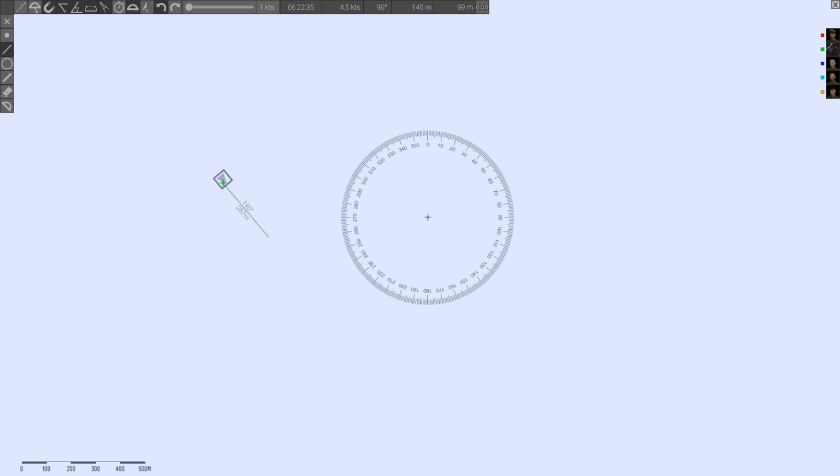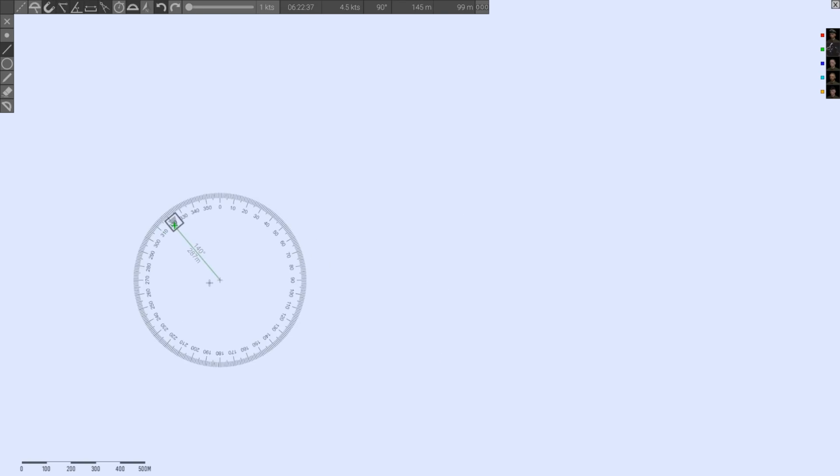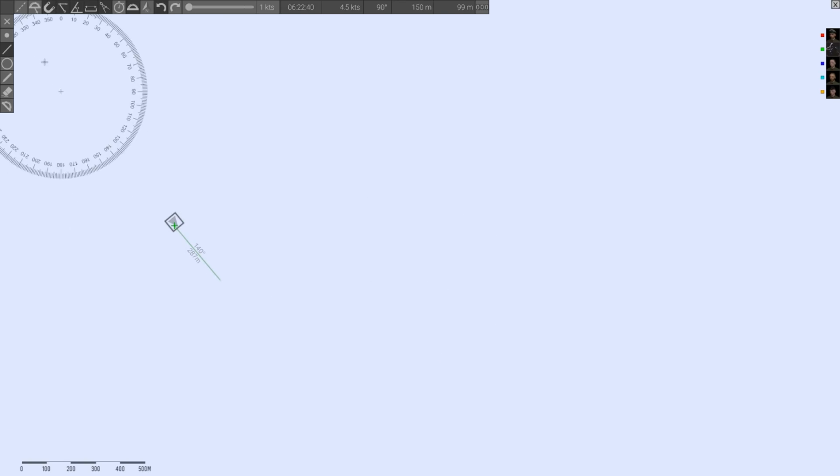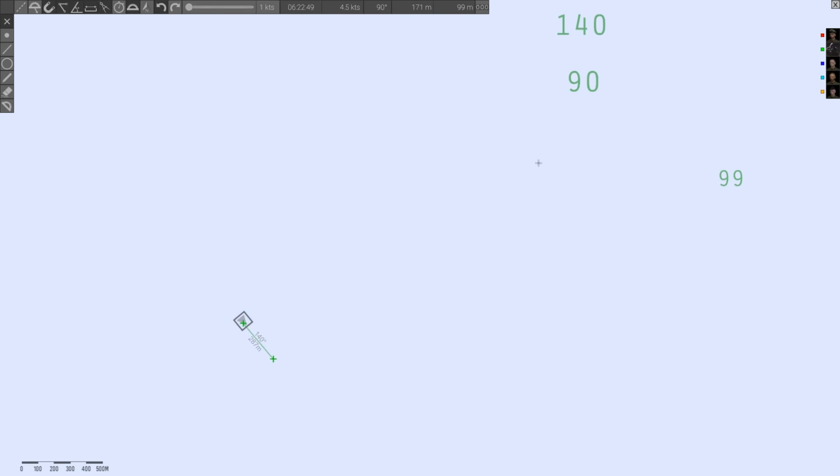So now, this is our entry point. This is where we were when we started the turn, or damn near close at least. So then we traveled 99 meters during that turn. So what do we got here?